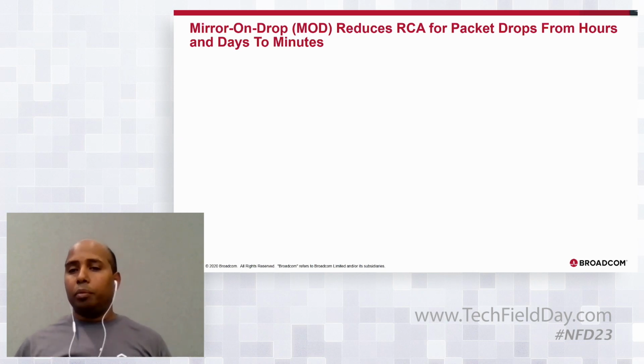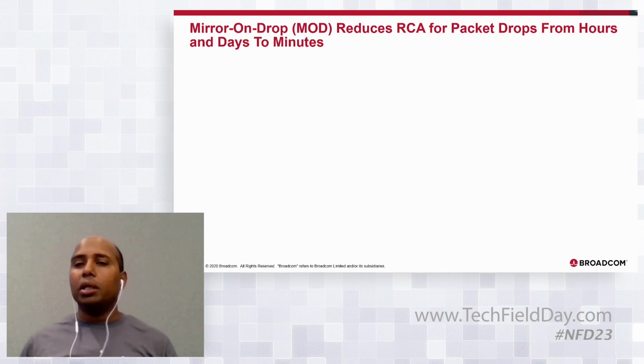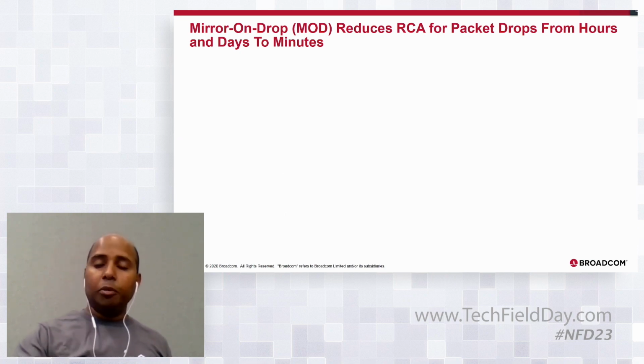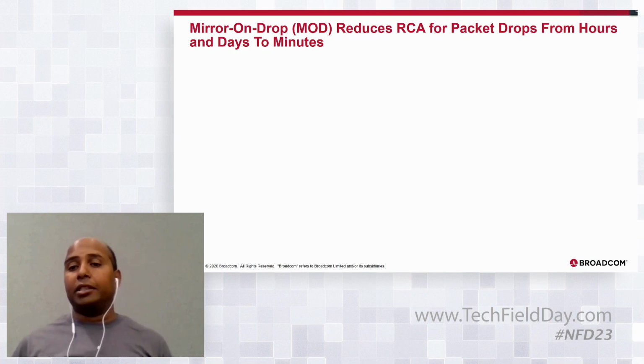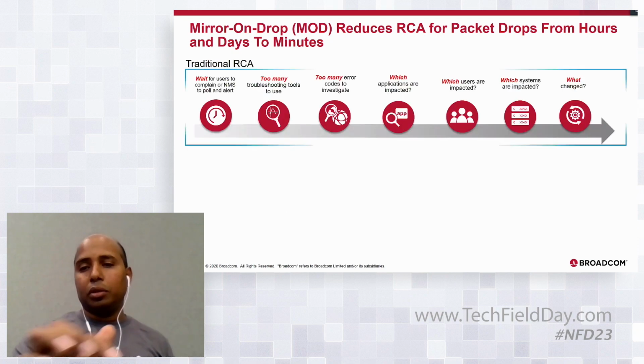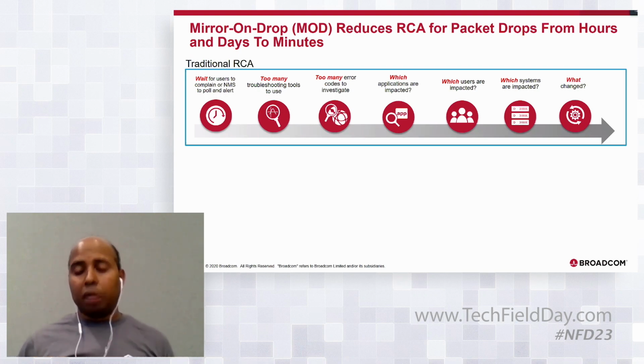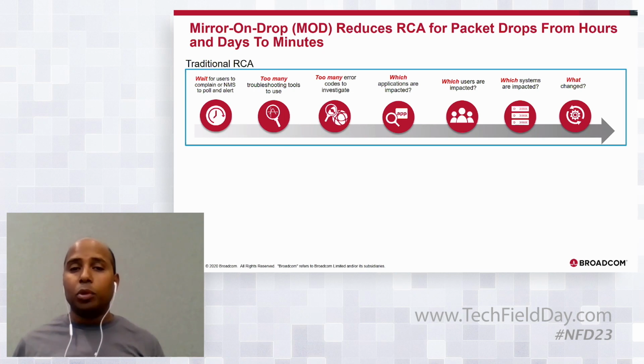So the mirror on drop, I may be using mirror on drop and MOD interchangeably, but MOD reduces RCA. Let me explain by taking an example. Let's say somebody misconfigured a VLAN. So how does that get root caused in today's networks? You wait for the user to complain. Maybe they will call somebody or they will file a ticket. And then the support staff look at various log files and dashboards, whatnot.